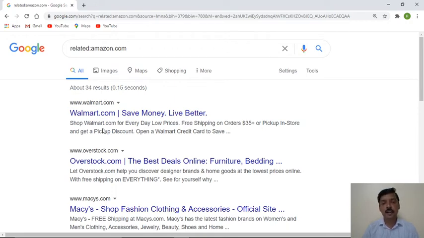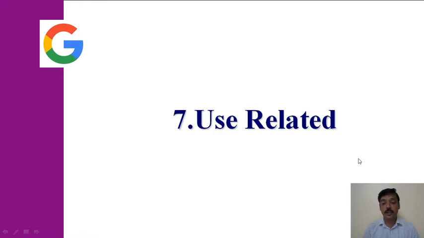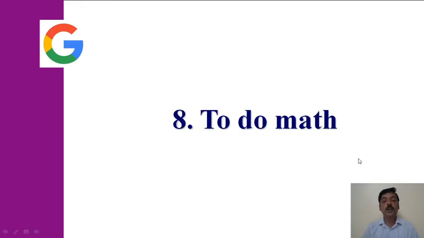Suppose some sites are available. Of course Amazon is a very popular shopping site, and in addition to that Walmart, Overstock, all these sites have been provided by using the related option. So you can choose the related option also. The next one, to do maths.